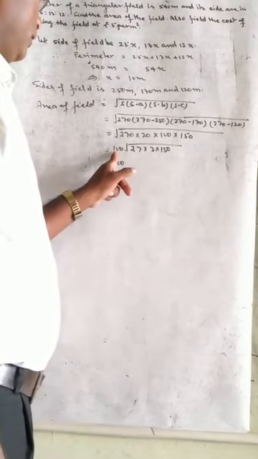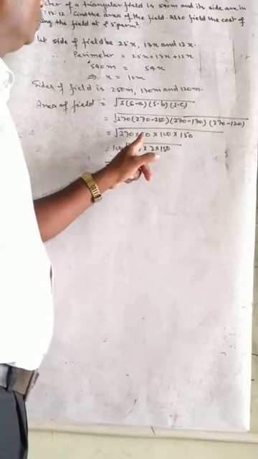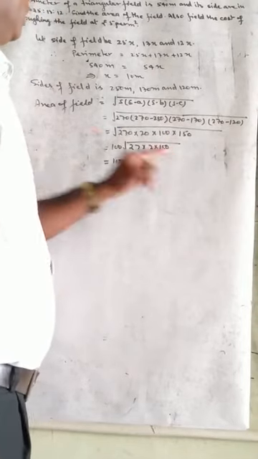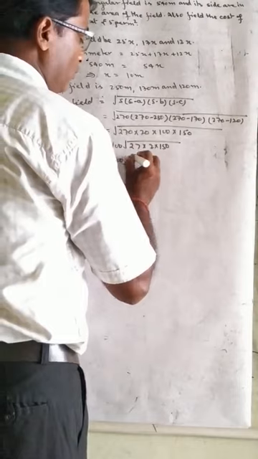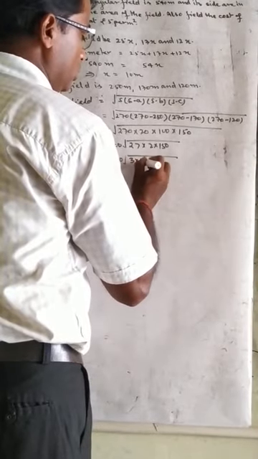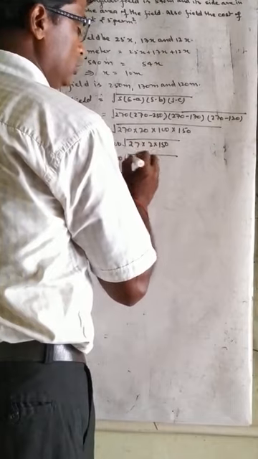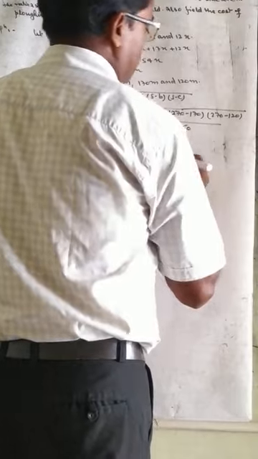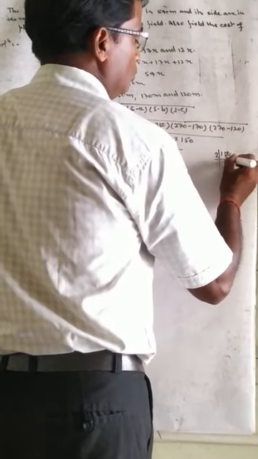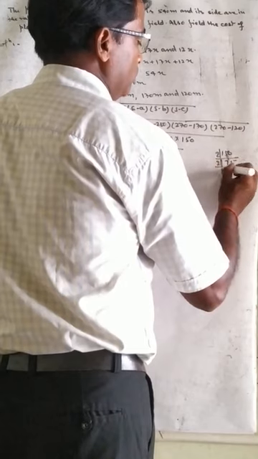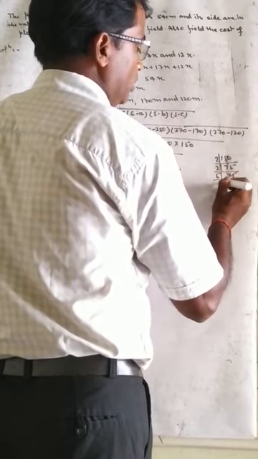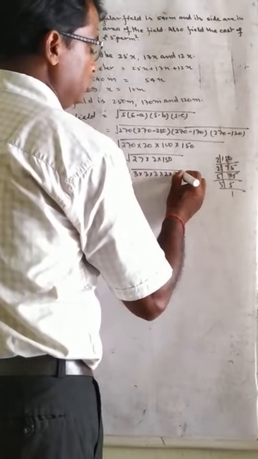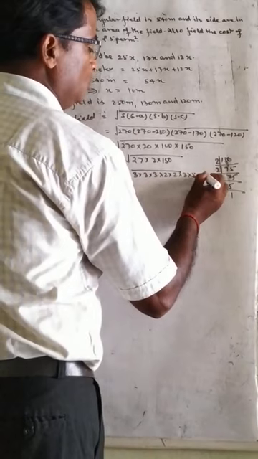Here 27 remains and 2 remains, and 100 has its square root taken as 10, and 150 remains. In factor form, 27 is 3 into 3 into 3, and 150 is 2 into 3 into 5 into 5.